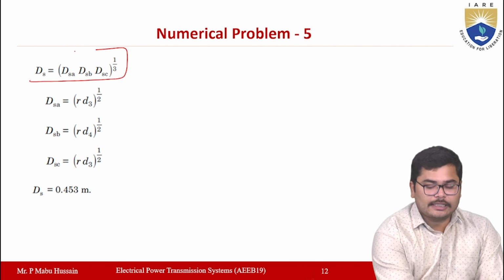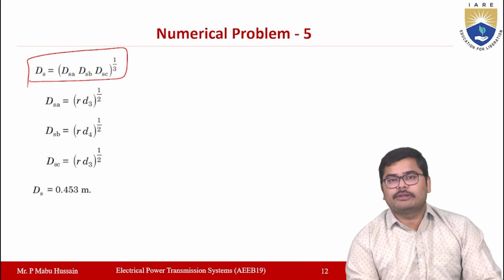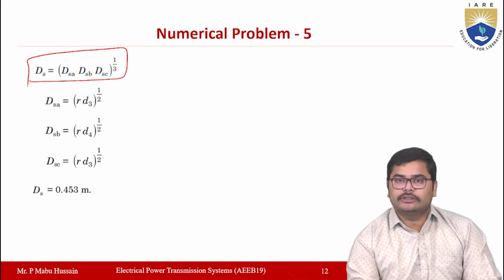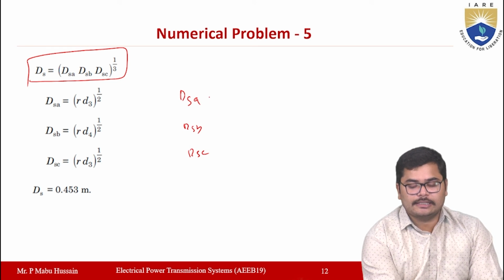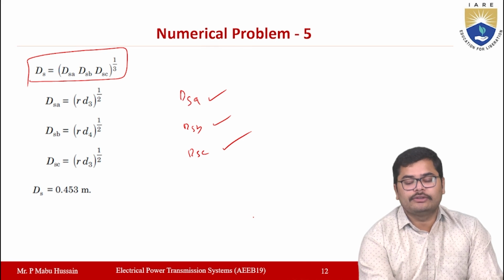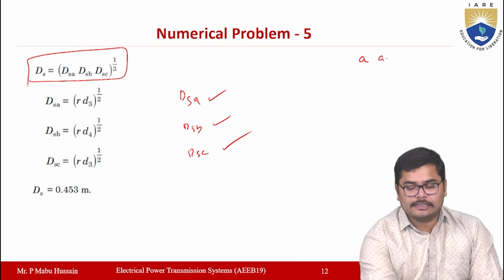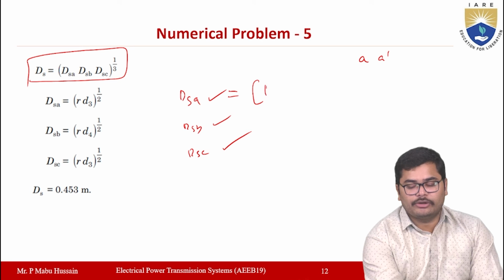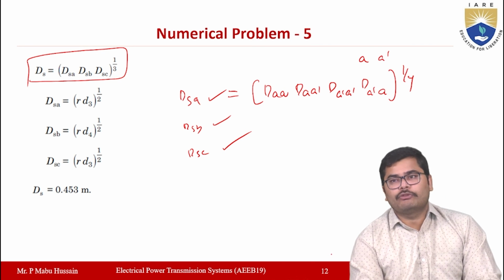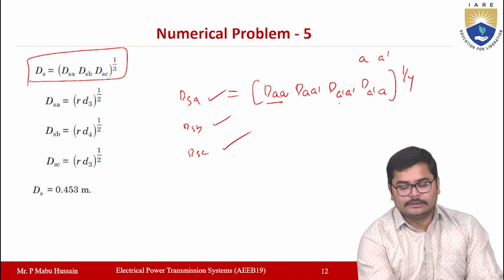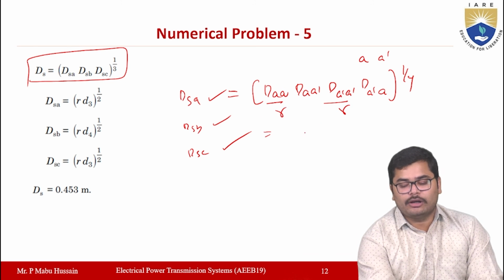Then for calculating the self GMD, Ds is equal to (DSA, DSB, DSC) whole to the power of 1 by 3. Here DSA, DSB and DSC are the self GMDs considering phase A, phase B, phase C. Phase A has A and A dash, so DSA will be equal to (DAA, DAA dash, DA dash A, DA dash A dash) whole to the power of 1 by 4. 1 by 2 square you will get, 1 by 4 you will get. So DAA and DA dash A dash value will be r.